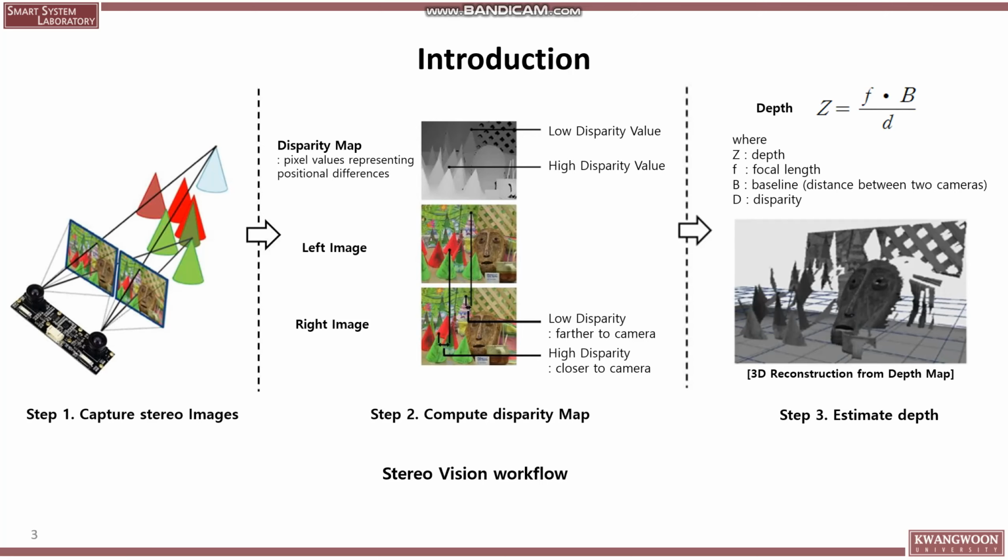As you know, 3D perception is crucial for future industries like autonomous driving and robotics. One of the most fundamental ways to achieve this is through stereo vision. The basic workflow involves capturing two images from slightly different viewpoints, computing the pixel-wise positional difference, known as a disparity map, and then converting that disparity into a 3D depth map using camera geometry.